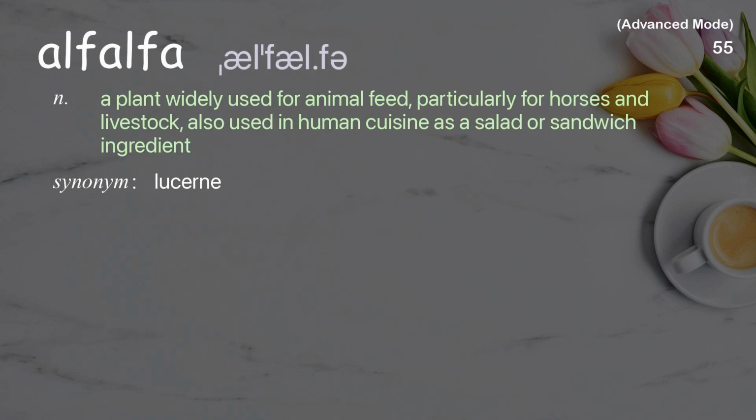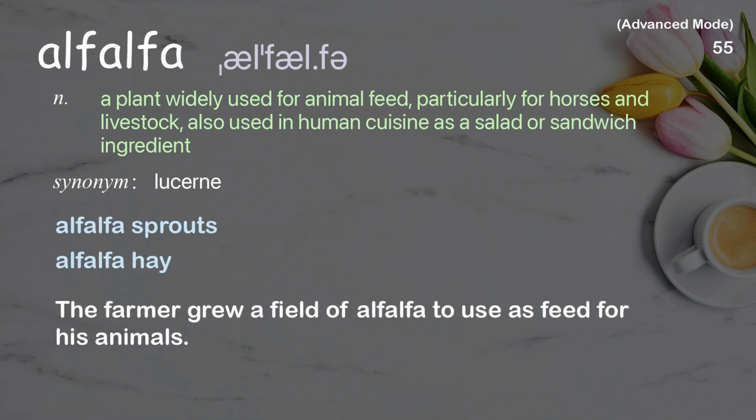Alfalfa. A plant widely used for animal feed, particularly for horses and livestock, also used in human cuisine as a salad or sandwich ingredient. Examples: alfalfa sprouts, alfalfa hay. The farmer grew a field of alfalfa to use as feed for his animals.